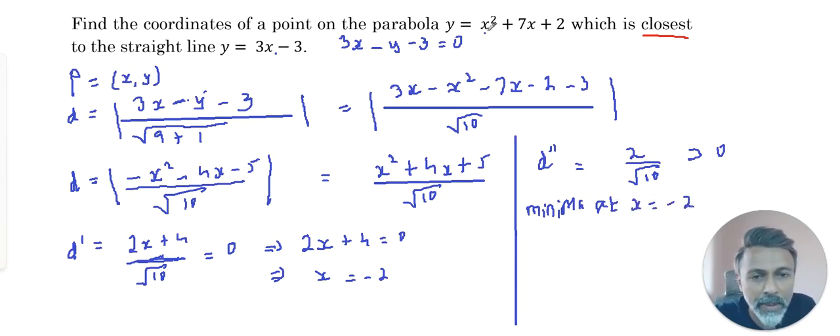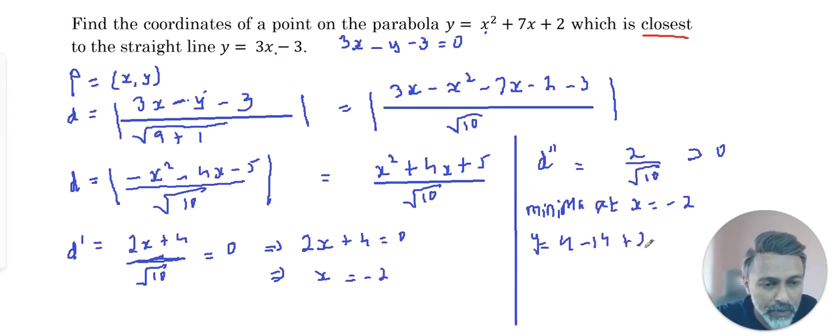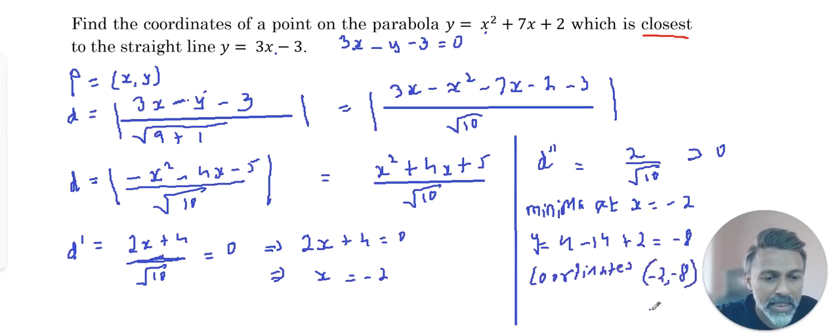Let us substitute minus 2 here to get the coordinates. So we get y is equal to, substituting minus 2: minus 2 square is 4, plus 7 into minus 2 is minus 14, plus 2 is minus 8. So our answer, coordinates (minus 2, minus 8). This is your answer.